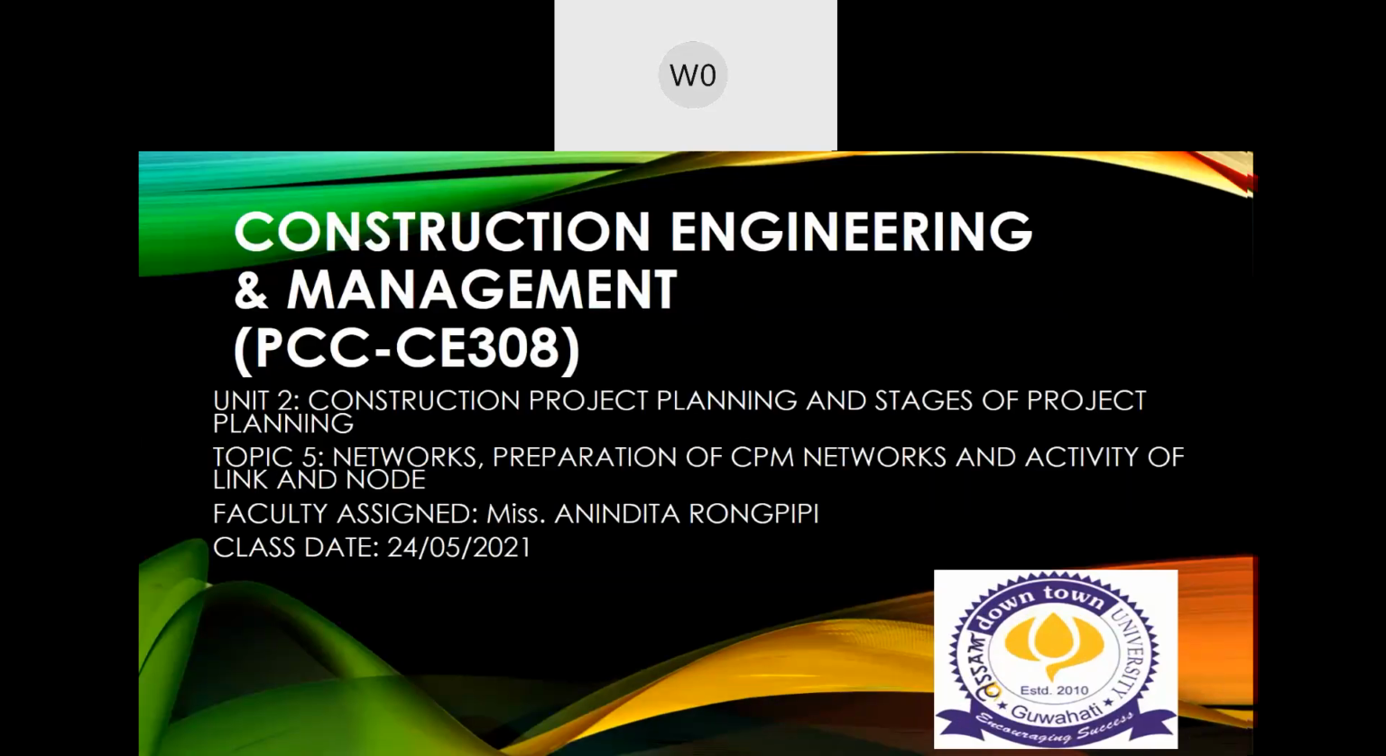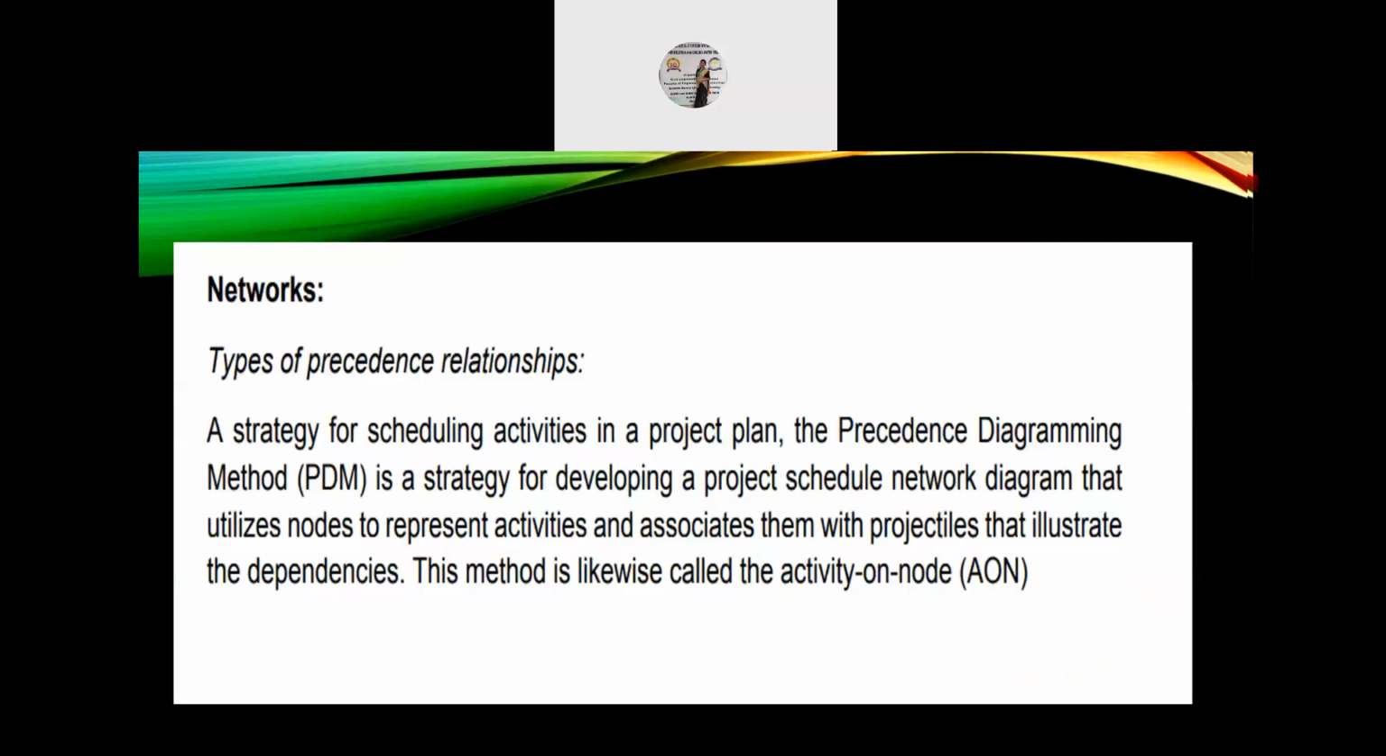Hello students, we'll continue again with unit number 2 and topic number 5, which is networks, preparation of CPM networks and activity of link and node. So, network, type of precedence relationships, a strategy for scheduling activities in a project plan.